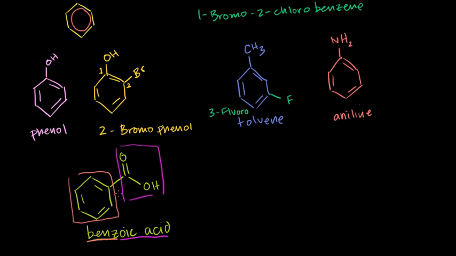Now the last one I'll introduce you to is very similar to this. Instead of having an OH right here, we just have a hydrogen, and it would be an aldehyde. So let me draw that. And you can almost imagine what that's going to be called. It's benzaldehyde. So let me draw it. So you have your benzene ring. And then instead of this carboxyl group, you have an aldehyde group.